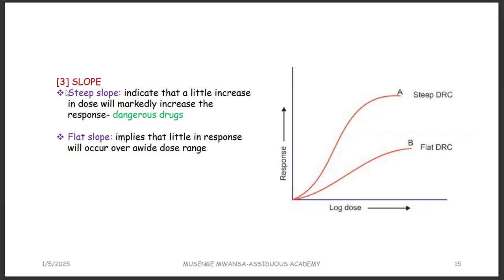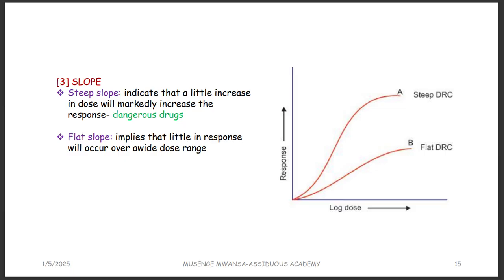Another thing that we can look at for a dose response curve is the slope. You can see if the graph has a much steeper slope, like it goes more up, like A, it indicates that a little increase in dose will markedly increase the response. For example, let's say we are talking about between this point here and just here. Let's say somewhere here it is 20 milligrams, and then here 15 milligrams. You can see when you just give that, there's a very big rise in the graph.